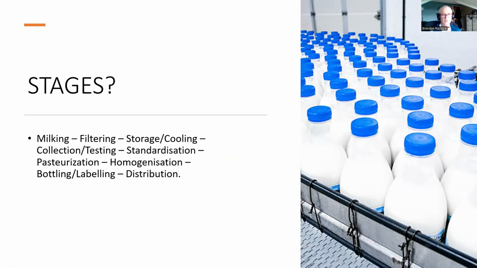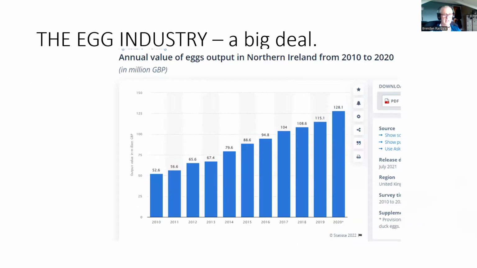Milking, filtering, storage, cooling, collecting, testing, standardization, which is when the fat's taken out. Pasteurization is when the milk is heated to kill bacteria. Homogenization is when the fat is put back in again and redistributed. Then bottling, labeling, distribution. Maybe just stop and take a look at that one.